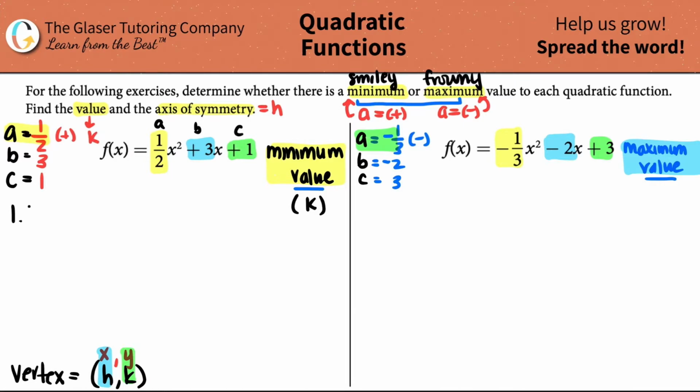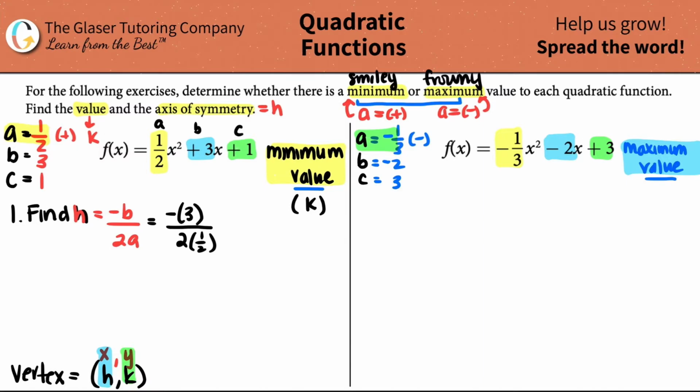So the first thing is we always want to find out h before we find out k. And h is always just negative b divided by 2a. And we already got those numbers, so we can just plug them in. For this one, it would be negative 3 divided by 2 times 1/2.